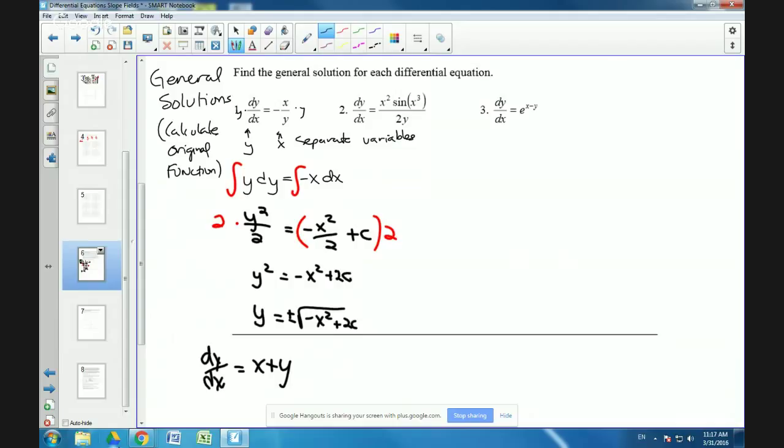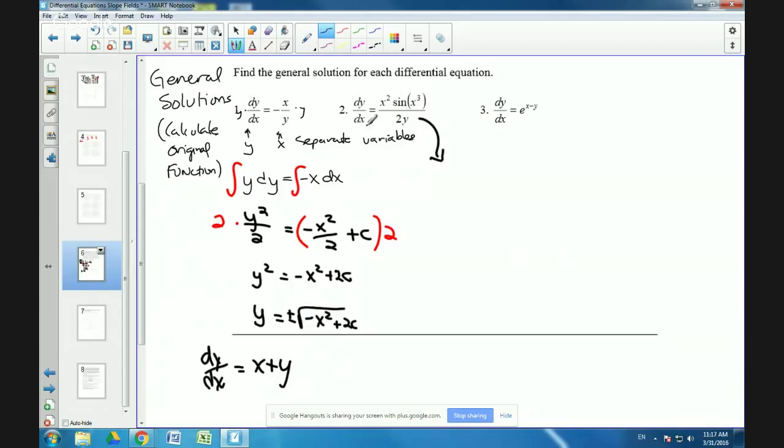So let's look at this one here, number 2. What happens if they do come up, what do you say? You just say no solution? They're not separable. Yeah. We'll look at some free responses, so you're ready for that kind of thing.